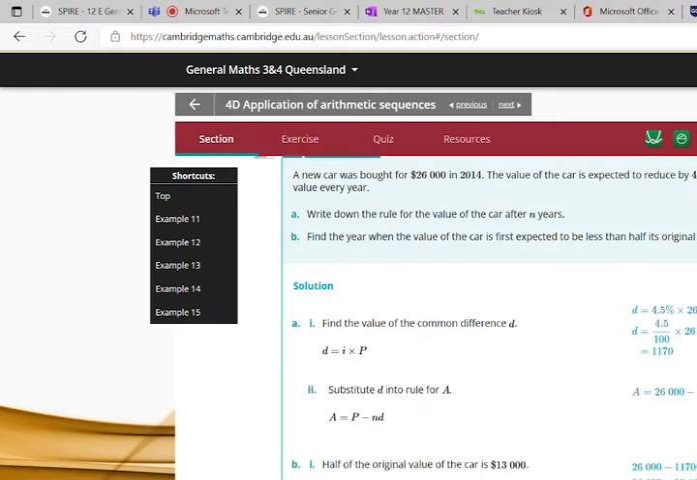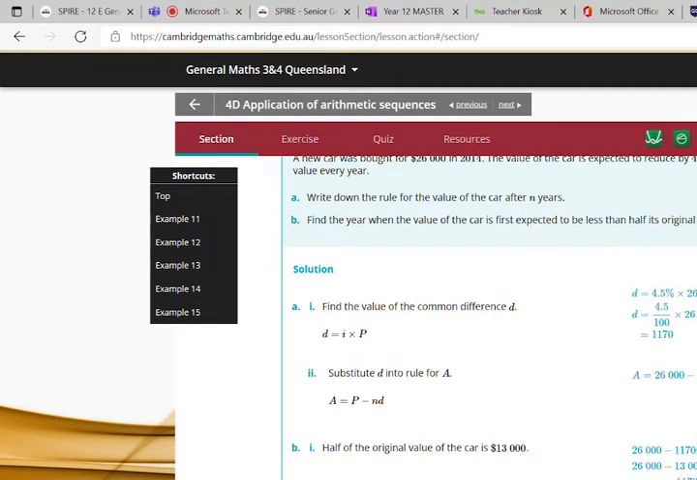So A is less than 13,000. So the formula stays the same. There's your principal minus your D times your N. But now we have an A value. So in place of A, we'll put is less than 13,000. And then you're going to be solving for N.